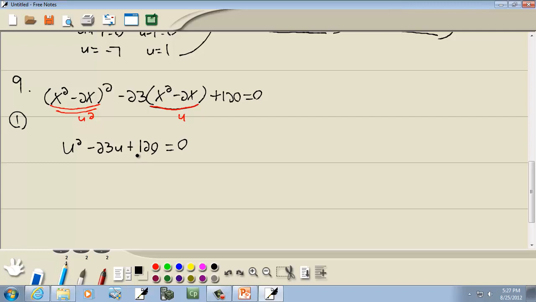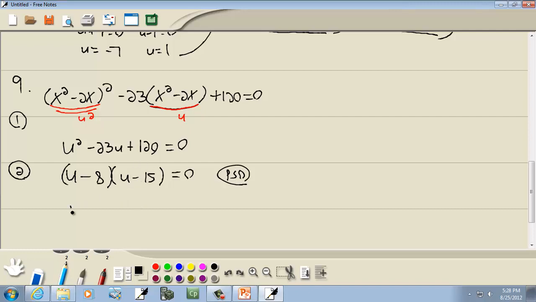I'm not sure if I see this one. I think I see it. So this factors as u minus 8 times u minus 15 using the PSD method. Let me see if that's 0, 4, 8. Okay. Yeah, that's right.